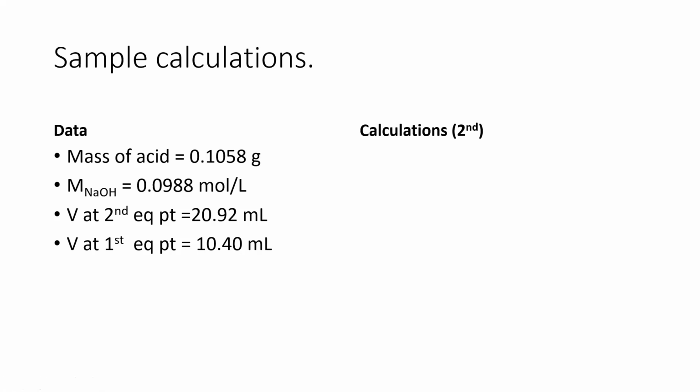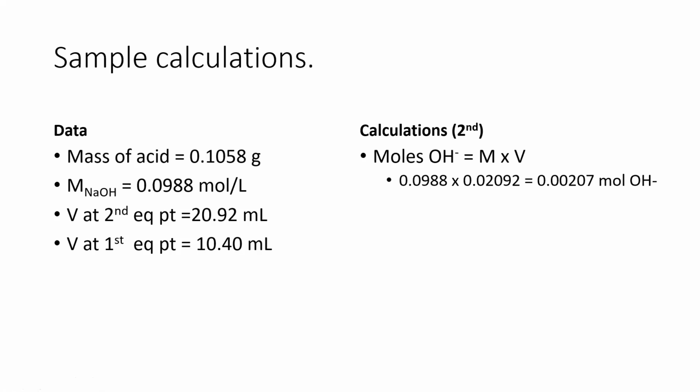Let's look at the second equivalence point first, because a lot of times that's clearer and easier to see. The first thing we want to do is find out how many moles of hydroxide we used. So we take molarity times volume, the 0.0988 times the 20.92 milliliters. But remember, since molarity is in moles per liter, I'm going to multiply by the volume in liters. This gives me 0.00207 moles of hydroxide. I want to know how many moles of the acid I have, so I have to cut that in half. So that's going to be 0.00104 moles.